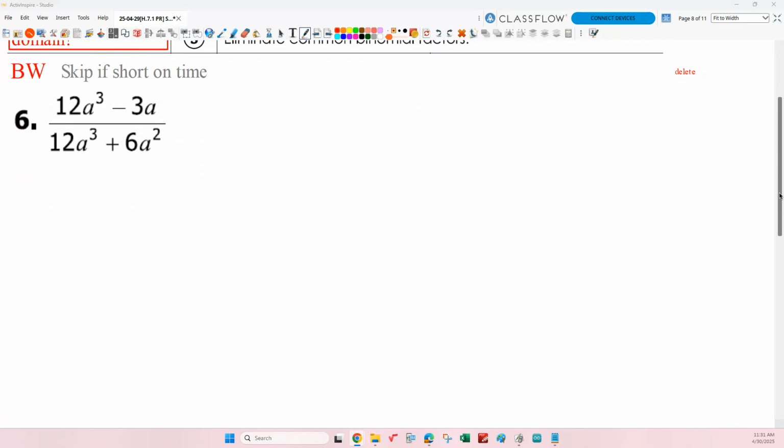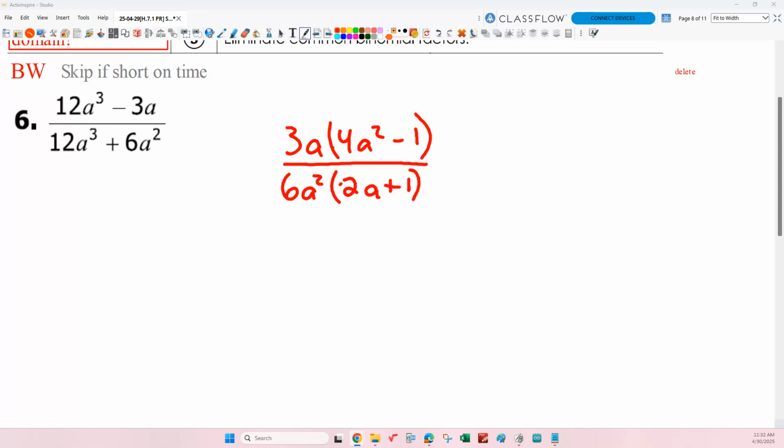Okay, what was your first step? Factor. So what would you factor out of the top? 3a. Then we're left with 4a squared minus 1. What about the bottom? What did you factor out? 6a squared. And then I'm left with 2a plus 1.